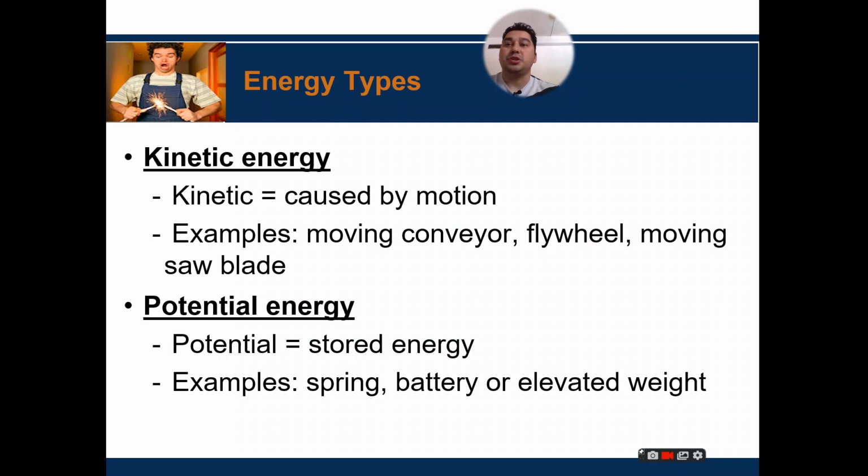After that, we have potential energy. Potential means stored energy. Example: spring, battery, or an elevated weight that can suddenly come down whenever you are working, maybe under the machine, or maybe you are working under a car that is elevated. So those types of things come under potential energy.